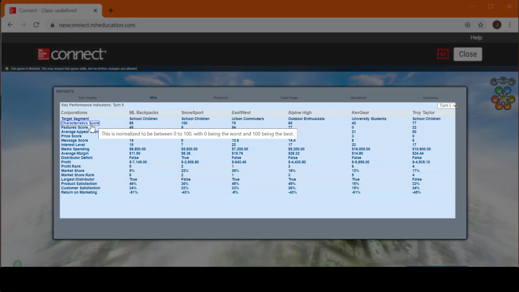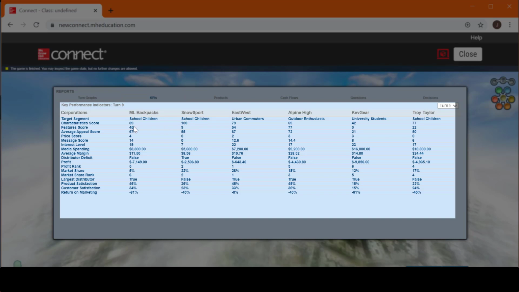Characteristic score tells me how I made my backpack for my target market. We're talking here those things like comfort, eco-friendliness, durability, those measurements that your target market was looking for. How well did I make my backpack towards what they wanted? It's out of 100. I got an 89, so it looks like I did a pretty good job in doing that, but this team did 100. So I might want to look in their backpack and see what they did differently than mine that got them a higher characteristic score.